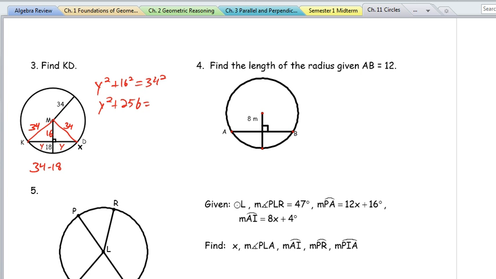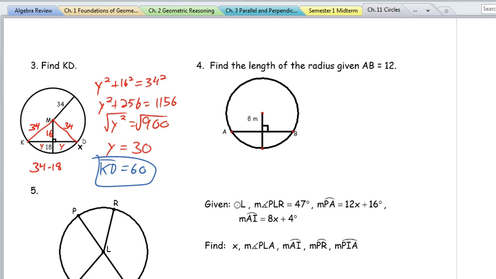34 squared, we haven't seen a bunch. I needed some help. 1156. So y squared equals 900. That works out nicely. Y is 30. I put y there for a reason because we wanted KD. KD is the entire thing, or 60. So you got to be careful with that, but everything else is pretty simple with your Pythagorean theorem.